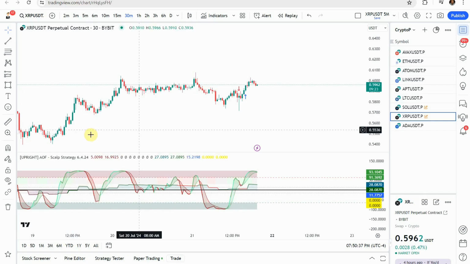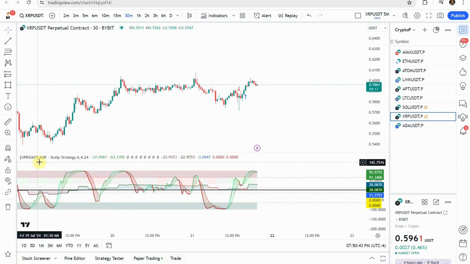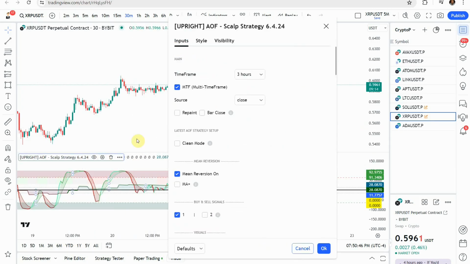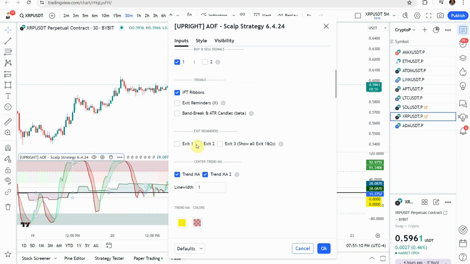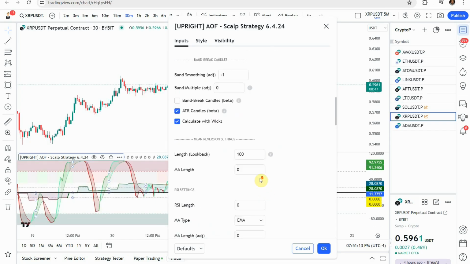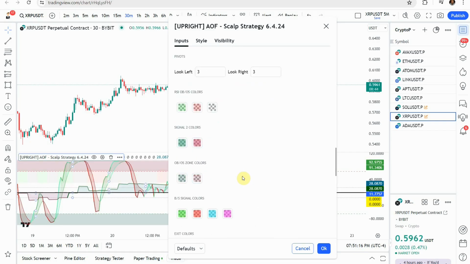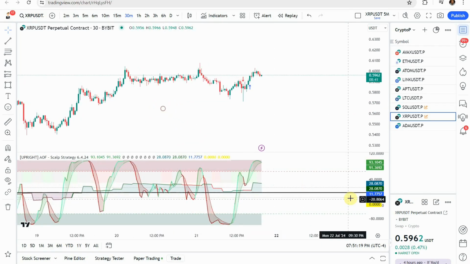All right, we're going to take a look at a little bit of a different strategy that I've been developing here recently. What we'll do is click into the settings of the Academy of Forex indicator. We're going to go to the time frame and change that to 3 hour. We're going to click the MTF, the multi-time frame, and make sure that is checked. We're going to scroll down. We're going to turn off the band breaks right here, and we can go ahead and turn off the exits, exit 1 and exit 2, and everything else will stay on default setting. Go ahead and click OK.